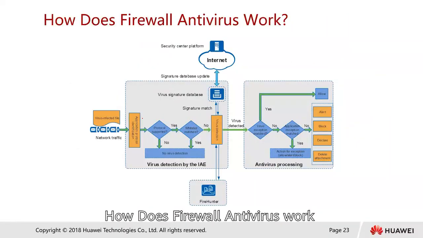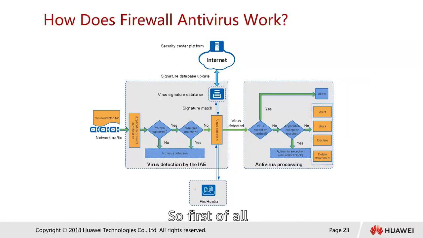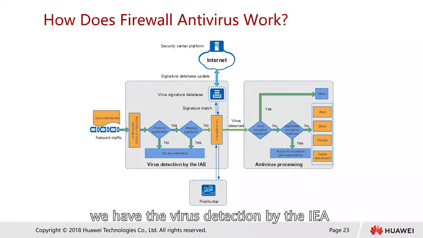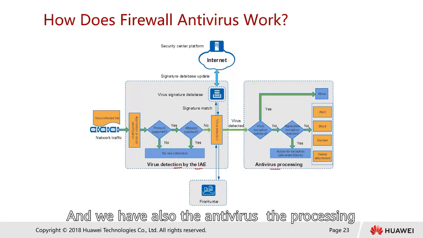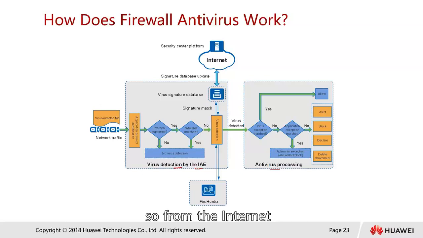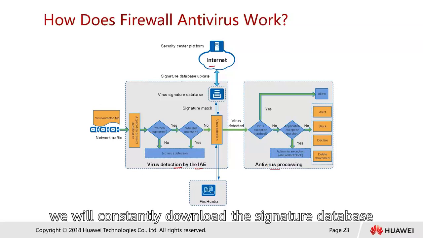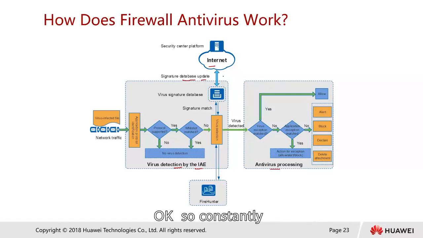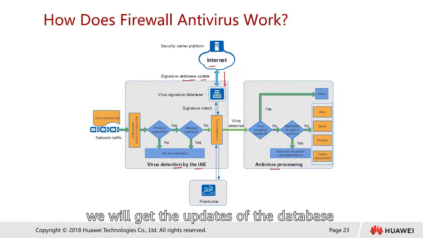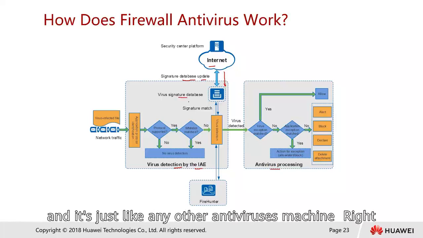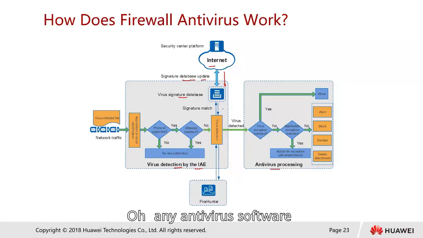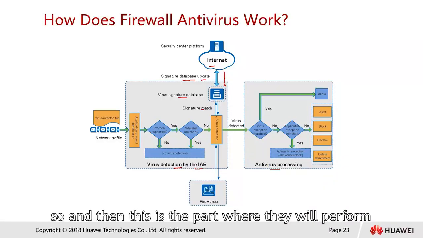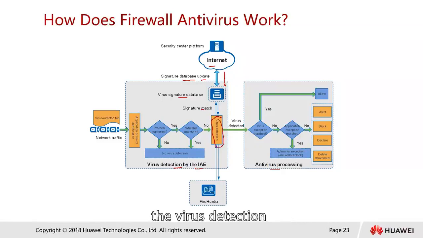And how does the firewall antivirus work? First of all, we have the virus detection by the engine, and then we have the antivirus processing. From the internet, we will constantly download the signature database. So we constantly get updates of the database, just like any other antivirus software. And this is the part where they perform the virus detection.